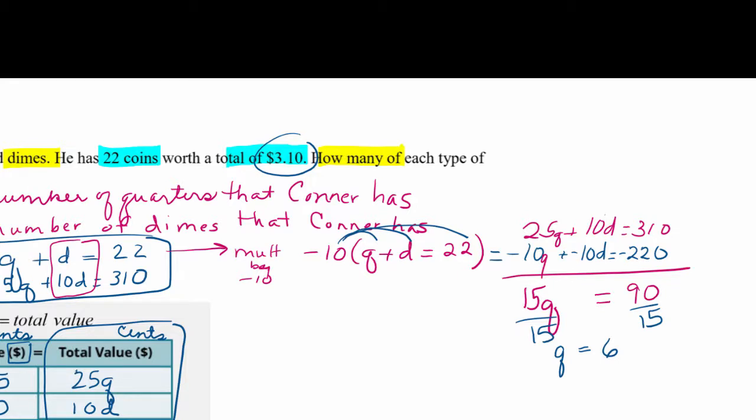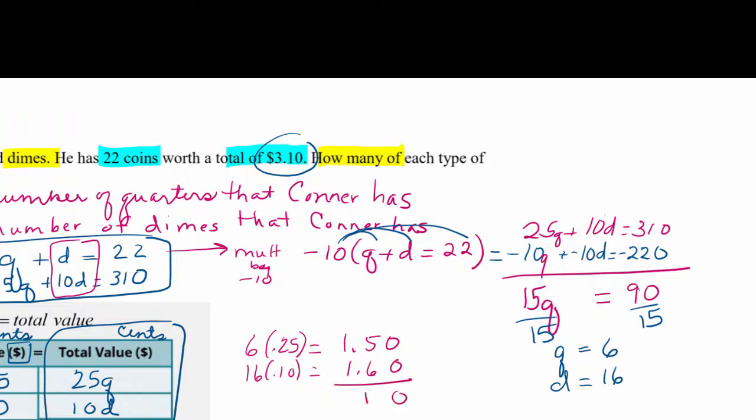So we just found that there were 6 quarters. And there were a total of 22 coins. So there must be 16 dimes. Okay, let's check that. Let's see if that really works. If we have $3.10, let's see if that's $3.10. So if we have 6 quarters, 6 times 25 cents, that's how much? That's $1.50. And then 16 dimes, and each dime's worth 10 cents, so that's $1.60 in dimes. And yep, that's 310, isn't it?